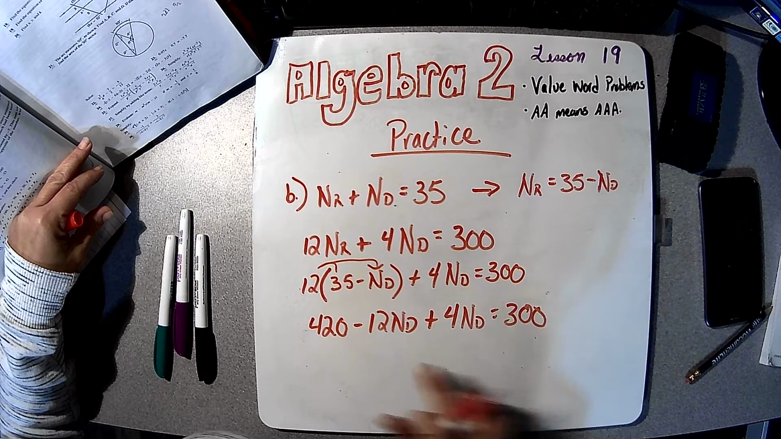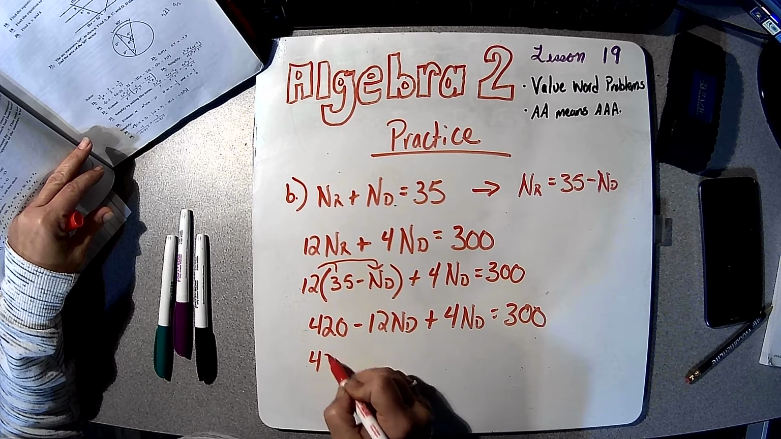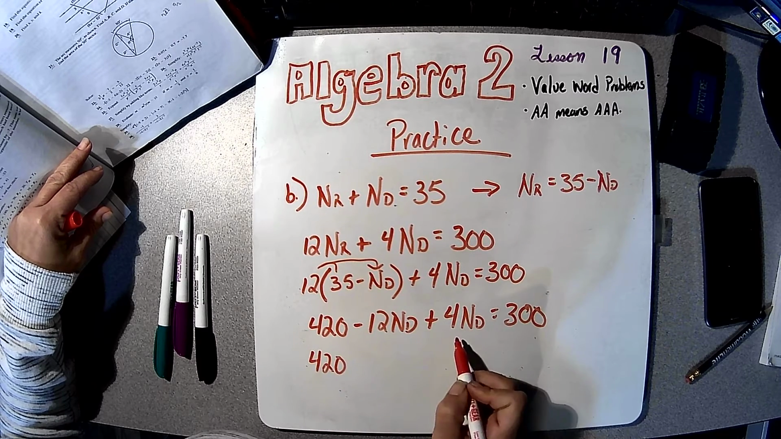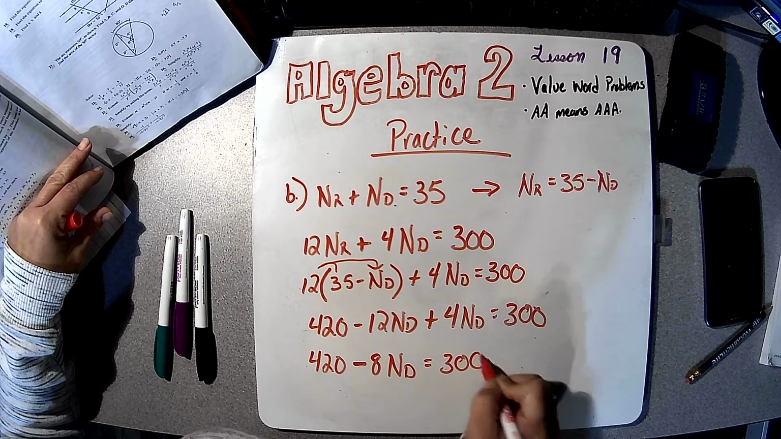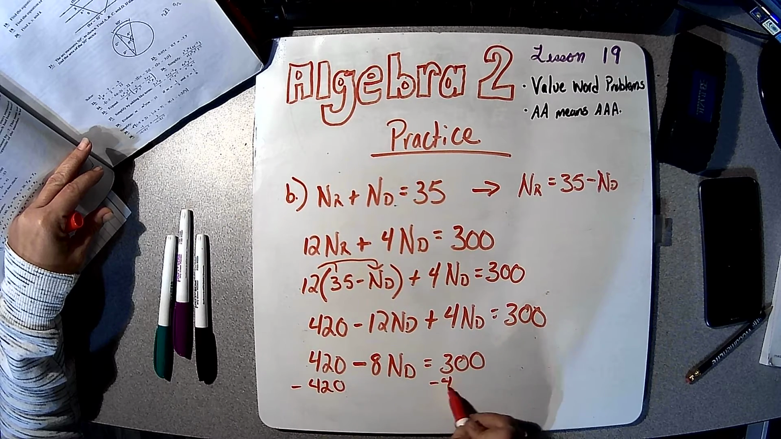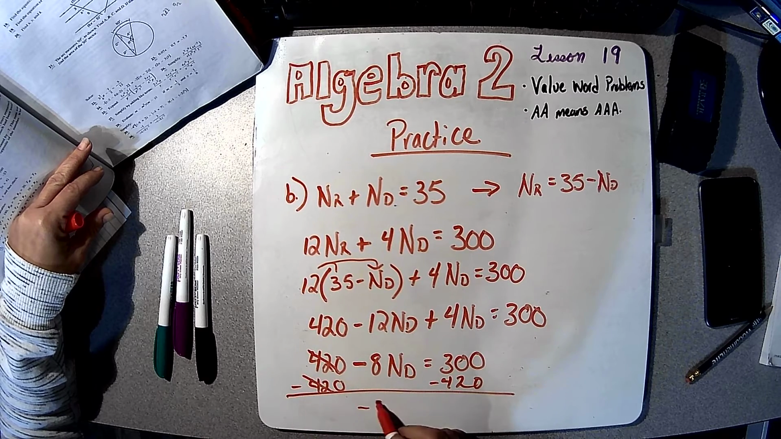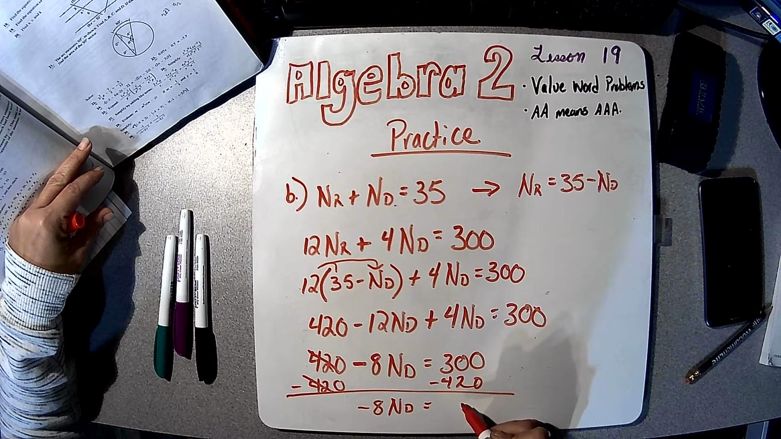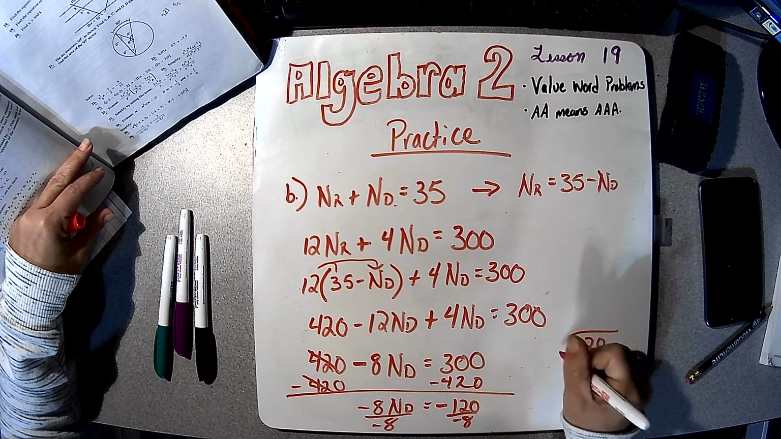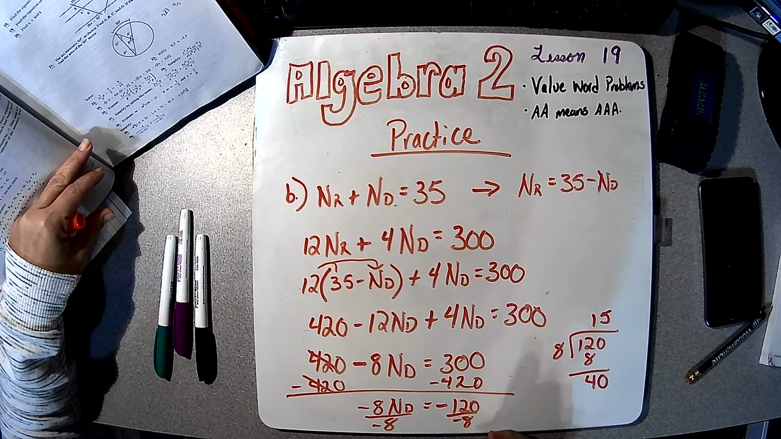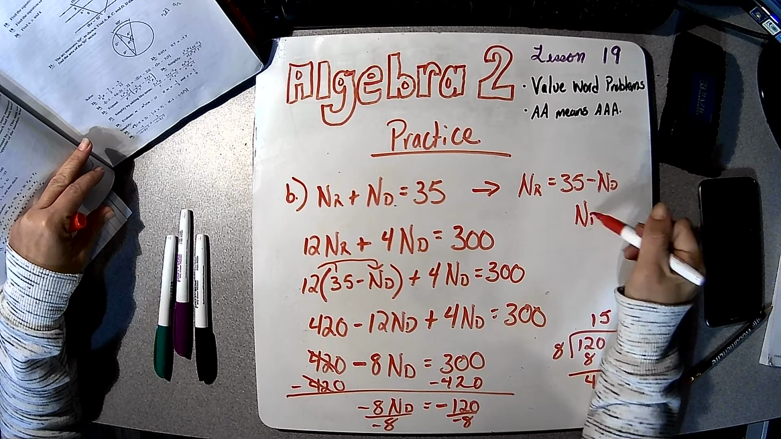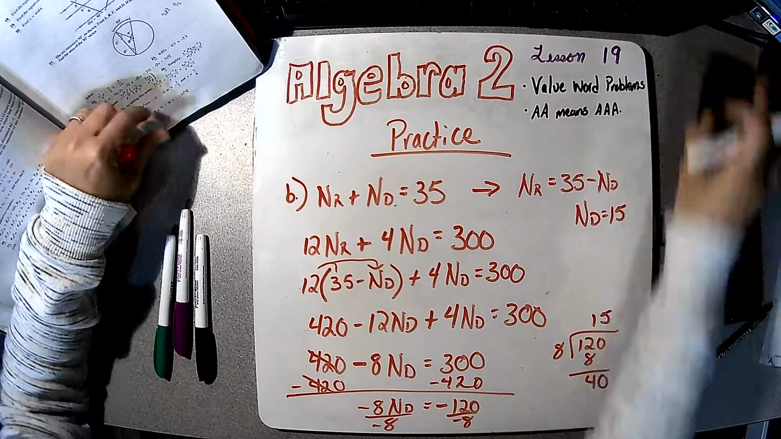All right. Now I'm going to combine like terms, so I've got 420, and then negative 12 plus 4 is going to be negative 8 times the number of daffodils equals 300. Now I'm going to subtract 420. I'm going to get negative 8 times the number of daffodils equals negative 120. Divided by negative 8, let's see, 8, 8, 4 is 12, 40, 15. So the number of daffodils is 15. So 15 daffodils.